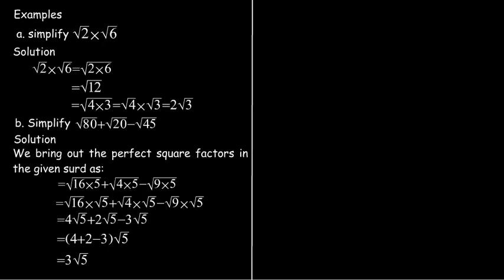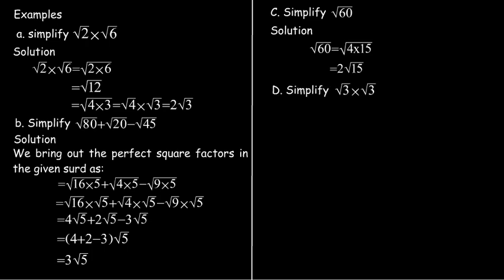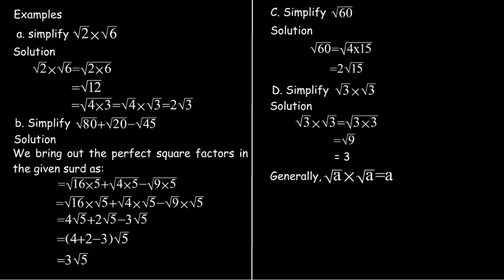And our next example is simplify root 60, and we know that 60 is equal to 4 times 15. So root 60 will be equal to root 4 times 15. The square root of 4 is 2, so it becomes 2 root 15. We have another example that states: simplify root 3 times root 3. Now root 3 times root 3 will be equal to root 9, and the root of 9 is 3. Generally, root a times root a is equal to a.